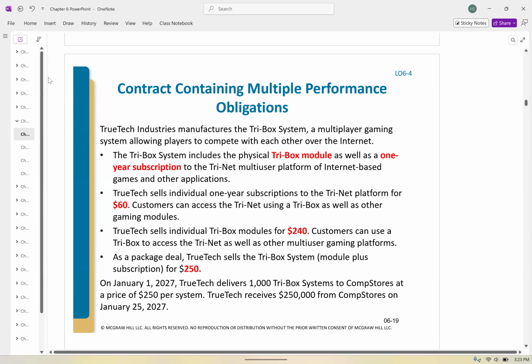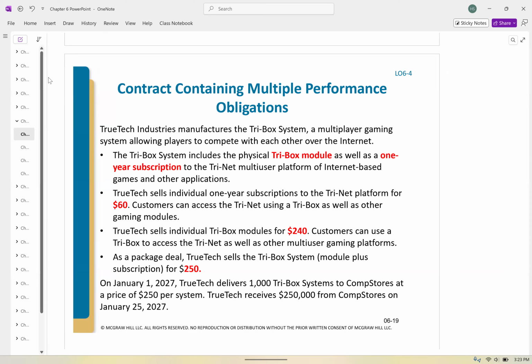Okay, so TrueTech Industries manufactures the TriBox system, a multiplayer gaming system allowing players to compete with each other over the internet. The TriBox system includes the physical TriBox module as well as a 1 year subscription. There are two things here. We have the box and we have the subscription. Okay. So TrueTech sells the individual 1 year subscriptions to TriNet platform for $60.